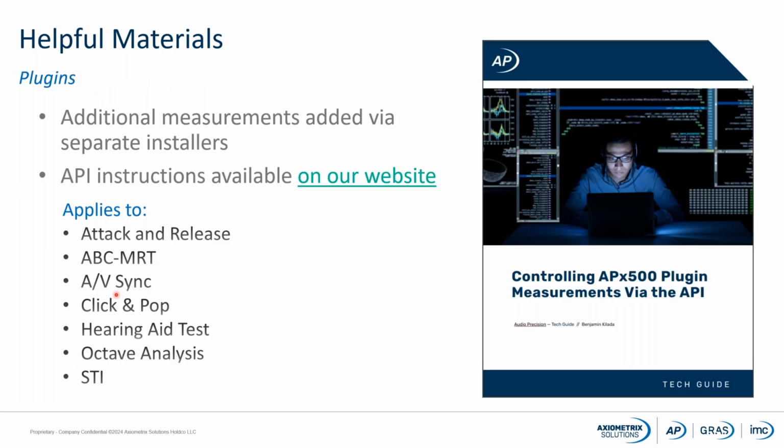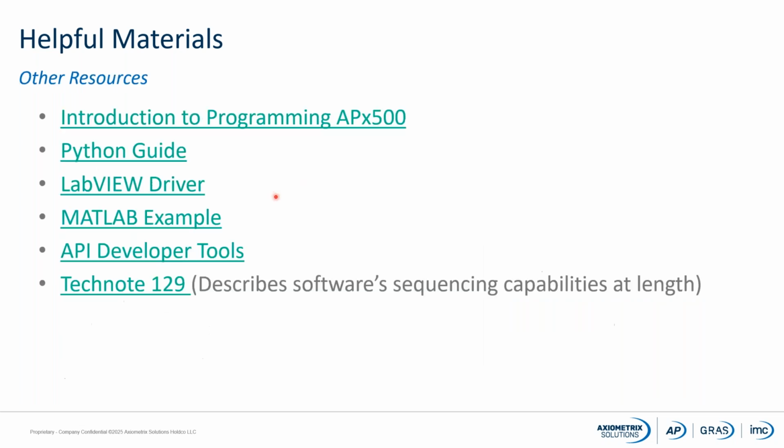If you're using plugin measurements, you can control plugins from the API. We didn't have quite enough time to cover that here today, but there is a complete instruction set available on our website at this link. And I've included a number of links to other helpful materials as well. And I'll point out that if you are going to use Python, make sure that you read this guide first, because there are a couple steps that you need to do to make the Python environment work with our .NET-based API.